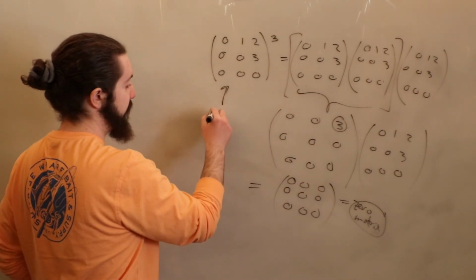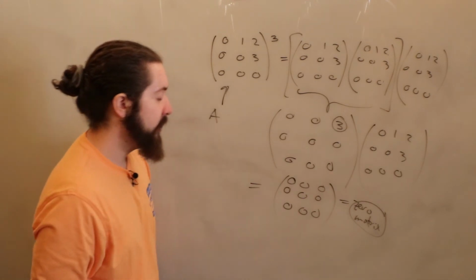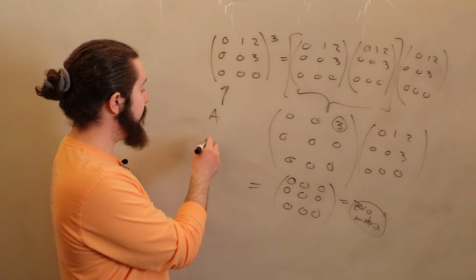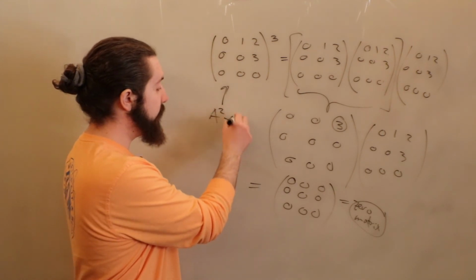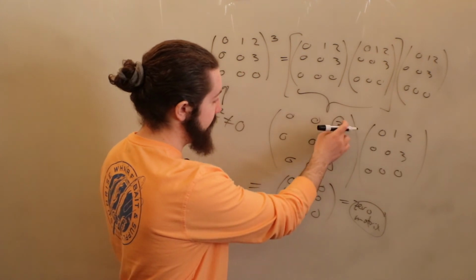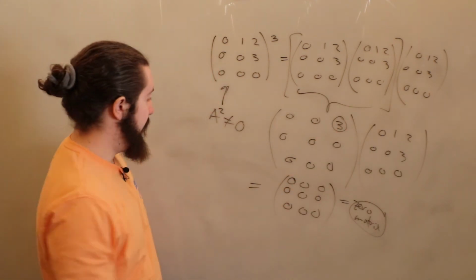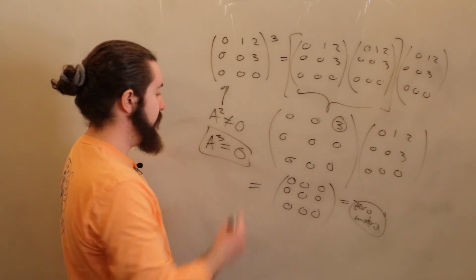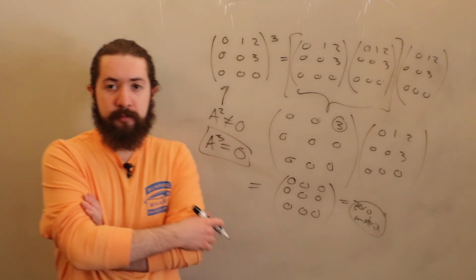If we call this matrix A that we started with, not only last time did we have one which squared to the zero matrix, but now we have one where A squared is notably not the zero matrix. It's not, because it has this 3. But A cubed is the zero matrix. What exactly is going on here?